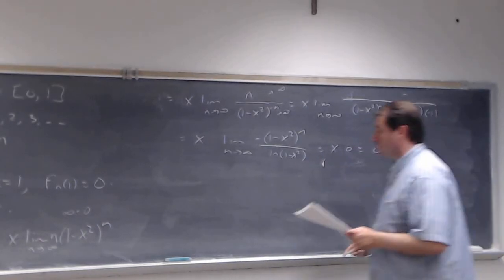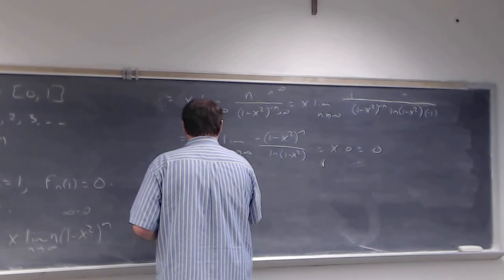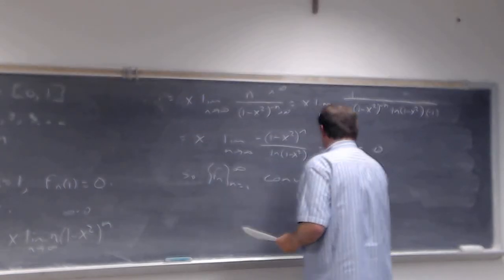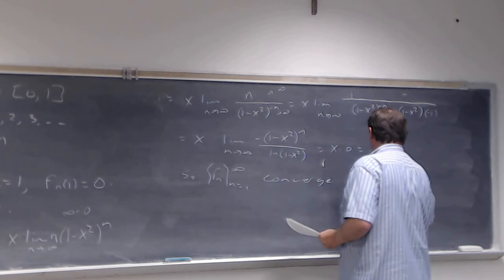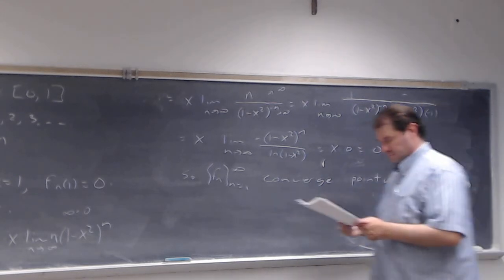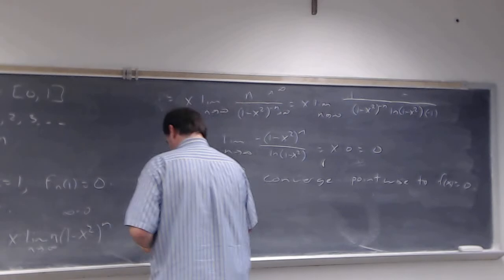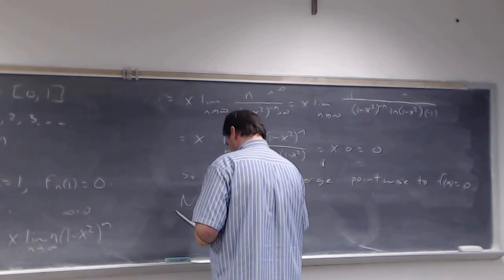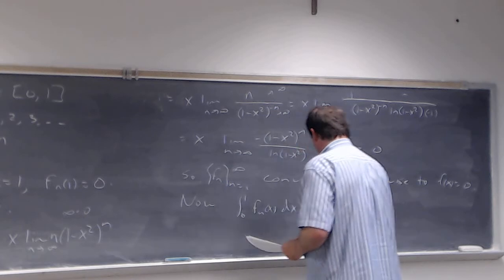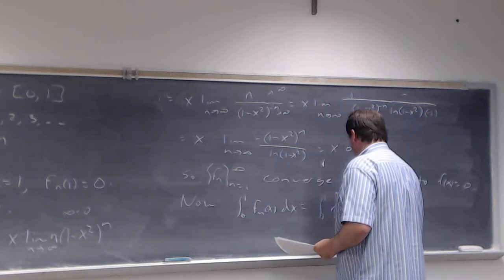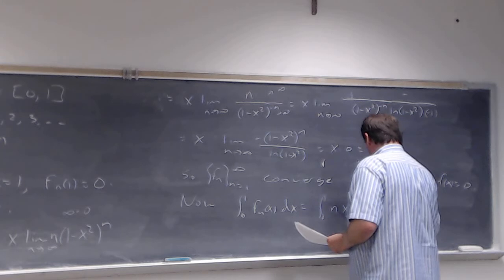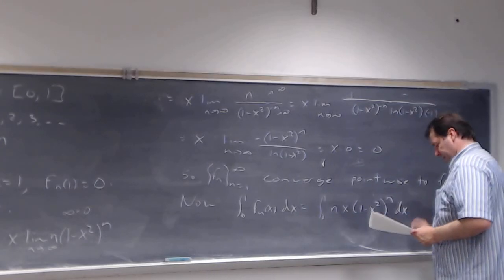Okay. So what we conclude then is the f sub n, the sequence of functions, converges pointwise to f of x equal to 0. Now, let's look at the integral from 0 to 1 of f sub n of x dx. Okay? That would be equal to the integral from 0 to 1 of n times x times 1 minus x squared raised to the n dx.